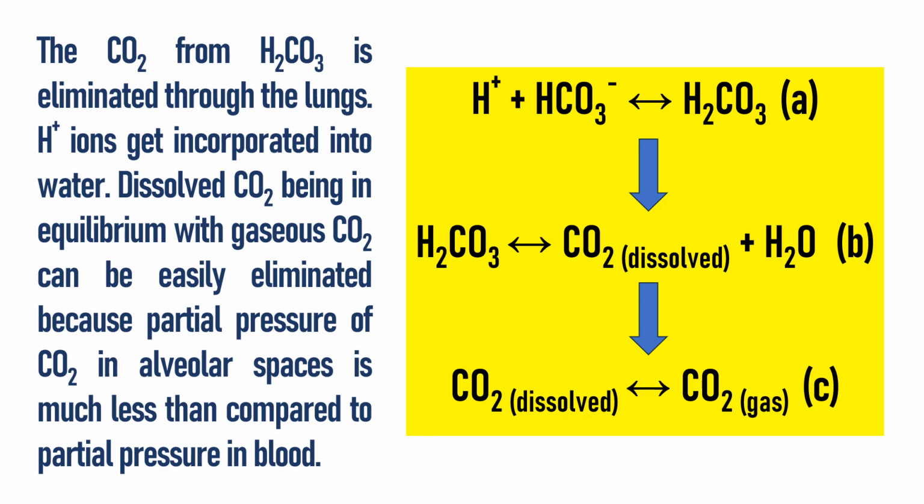Hydrogen ions combine with bicarbonate to form carbonic acid. Carbonic acid dissociates into carbon dioxide and water. This carbon dioxide remains dissolved for the time being. Upon reaching the lungs, carbon dioxide can no longer remain in solution because of comparatively higher partial pressure in blood. It comes out as gas in the alveolar spaces and gets out through exhaled air.